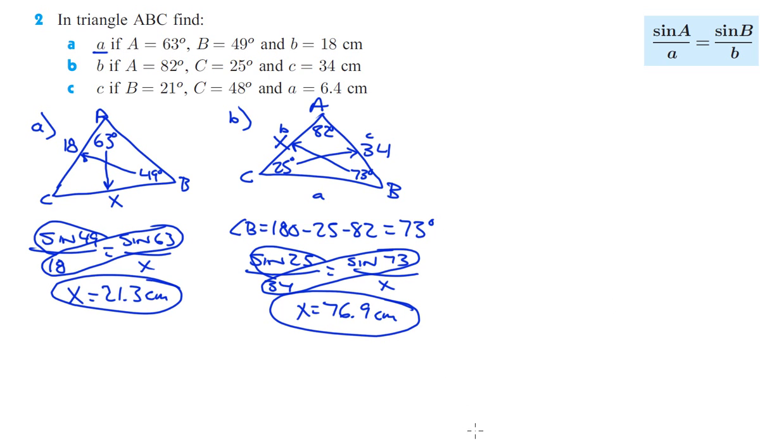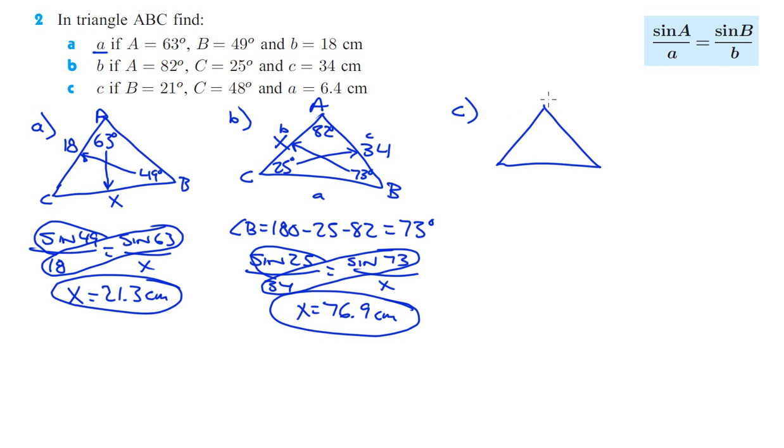Okay, so that one's a pretty big number compared to the other ones, but also if you look here, the 25 is a really small angle and 34 is across from that, so 73 is almost 3 times as big as that. So 77 looks like a pretty good number for that one over there. Let's do C then.